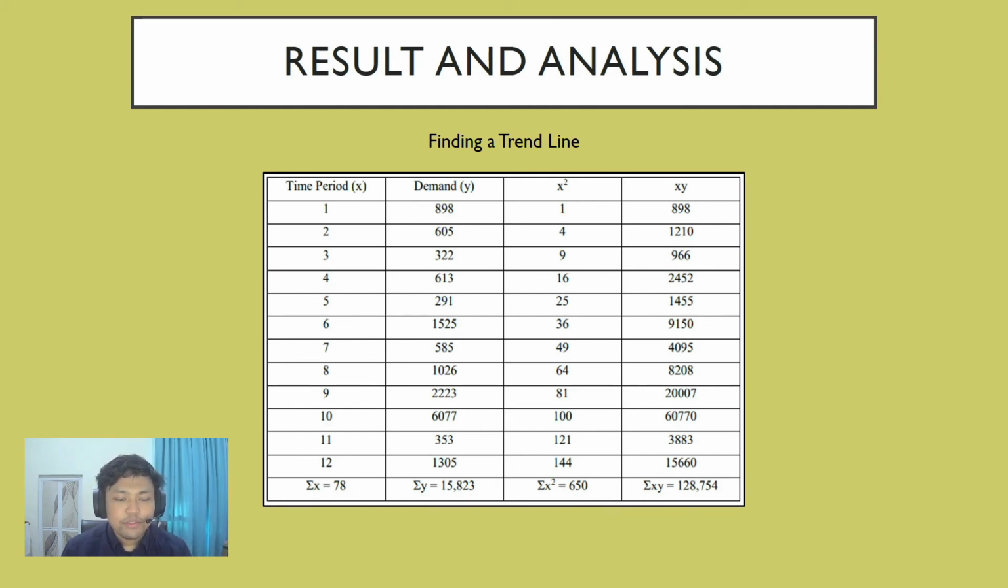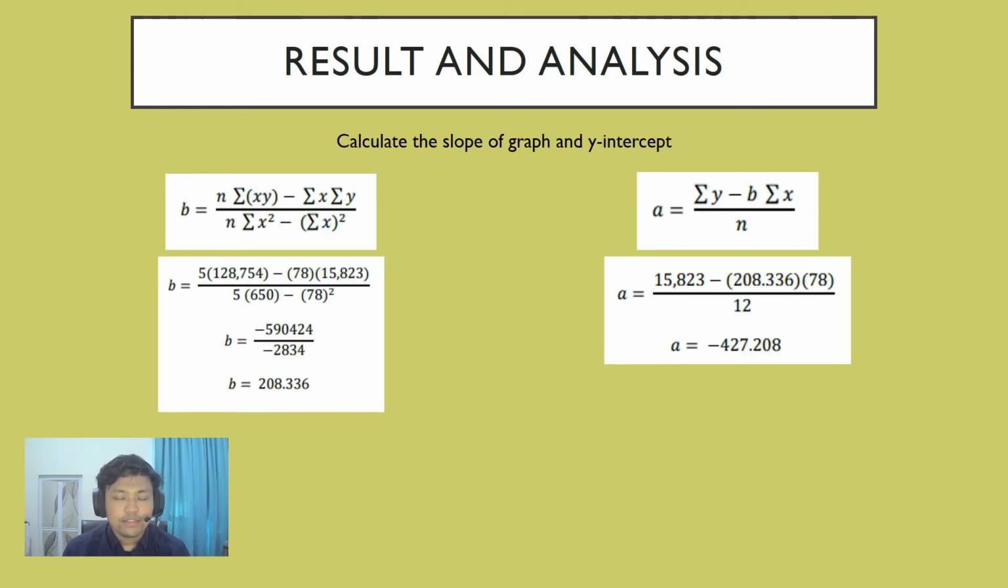So the total summation for X is equal to 78 and the total summation of Y is equal to 15,823 and the total summation for X square is equal to 650 and the total summation for XY is equal to 128,754. Next, the slope of the graph and the y-intercept value will be calculated by using this formula.